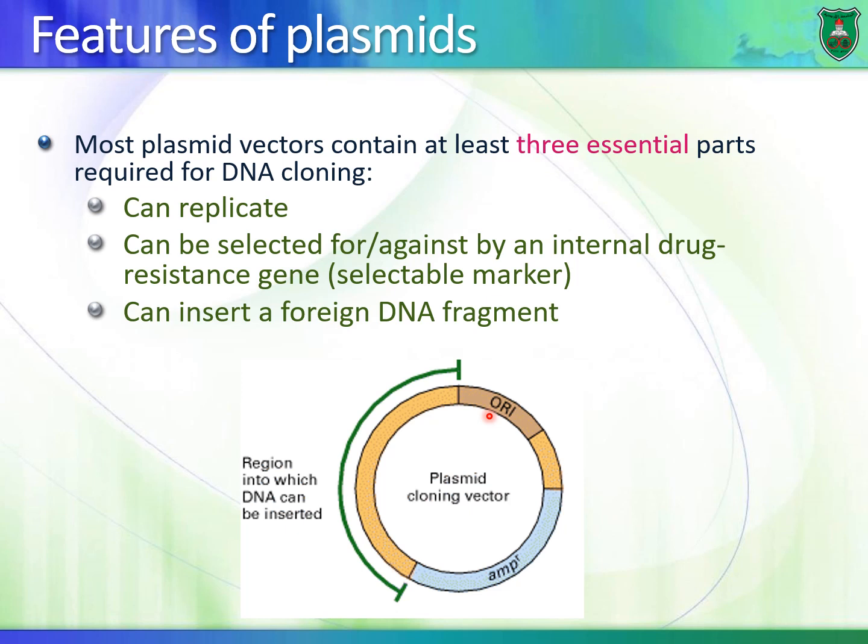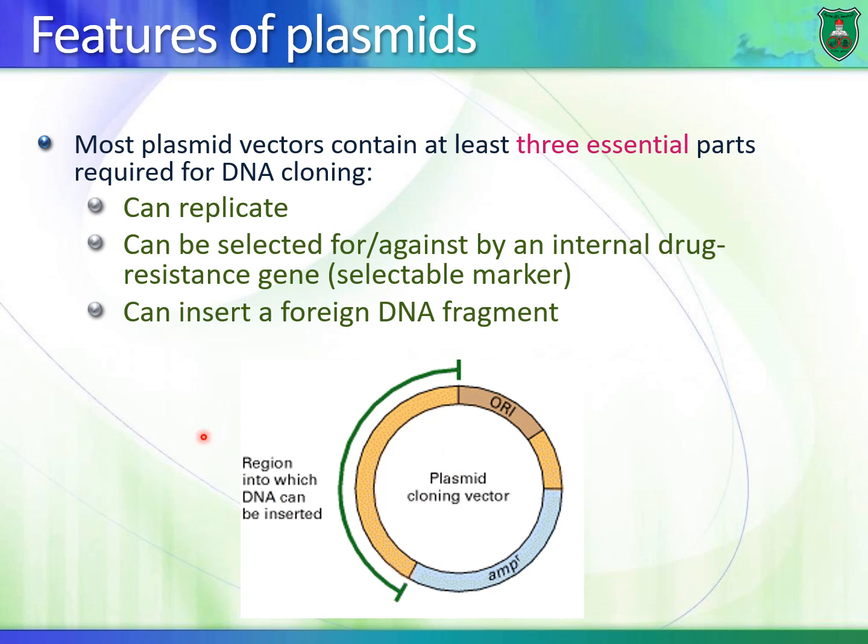Another feature of the plasmid is that it must have a place whereby I can insert the foreign DNA. It must have a place where I can make a cut, insert the DNA fragment, and then close it. So now the foreign DNA would be part of the vector, part of the DNA, creating a recombinant DNA. And by the way, the whole thing is known as recombinant DNA technology. That is manipulating DNA.